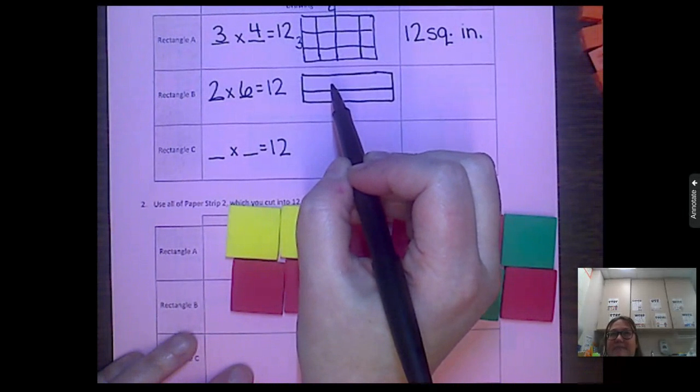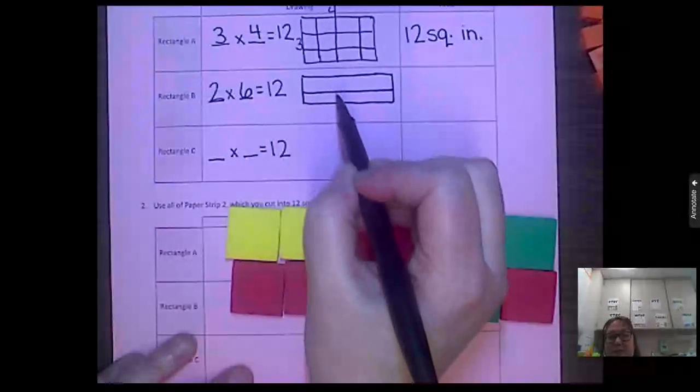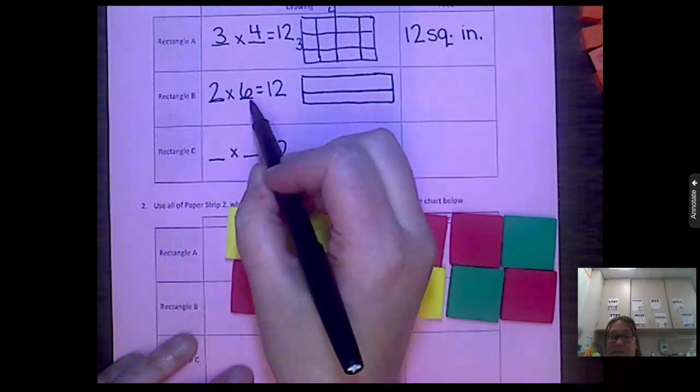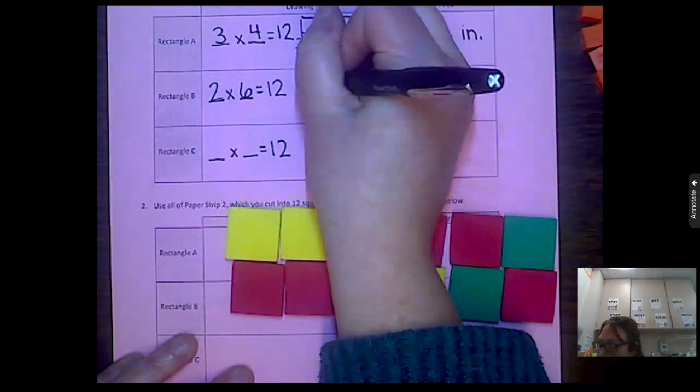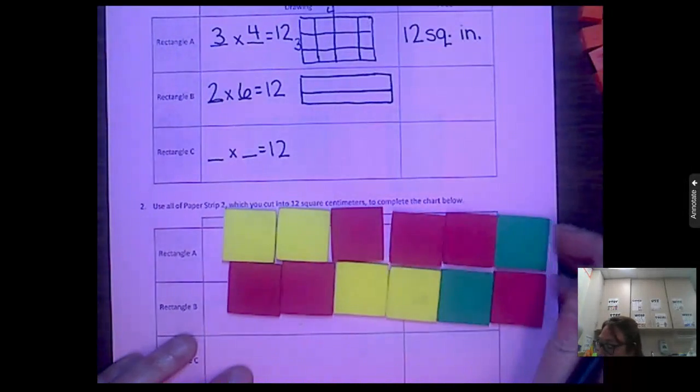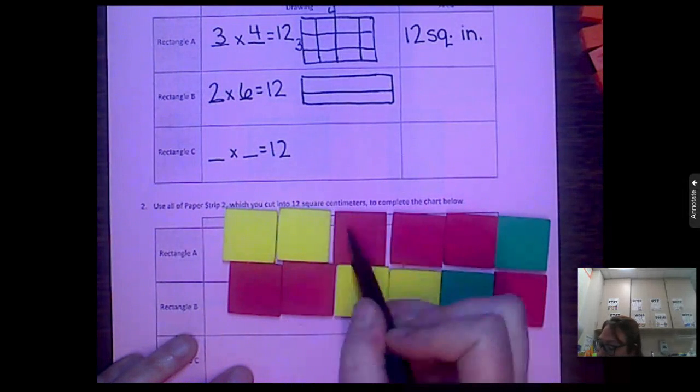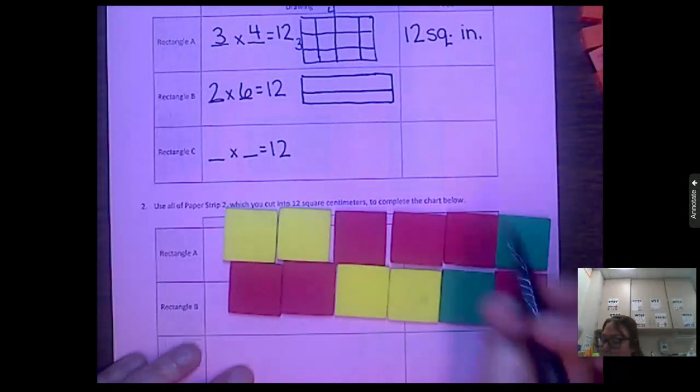So how many lines would I make down for the columns? 5. Since I want 6, I'm going to go 1 less. I'm going to do 5. And even if we look at it here, right? If I put this back together, I've got 1, 2, 3, 4, 5. So I can use that to help me too.